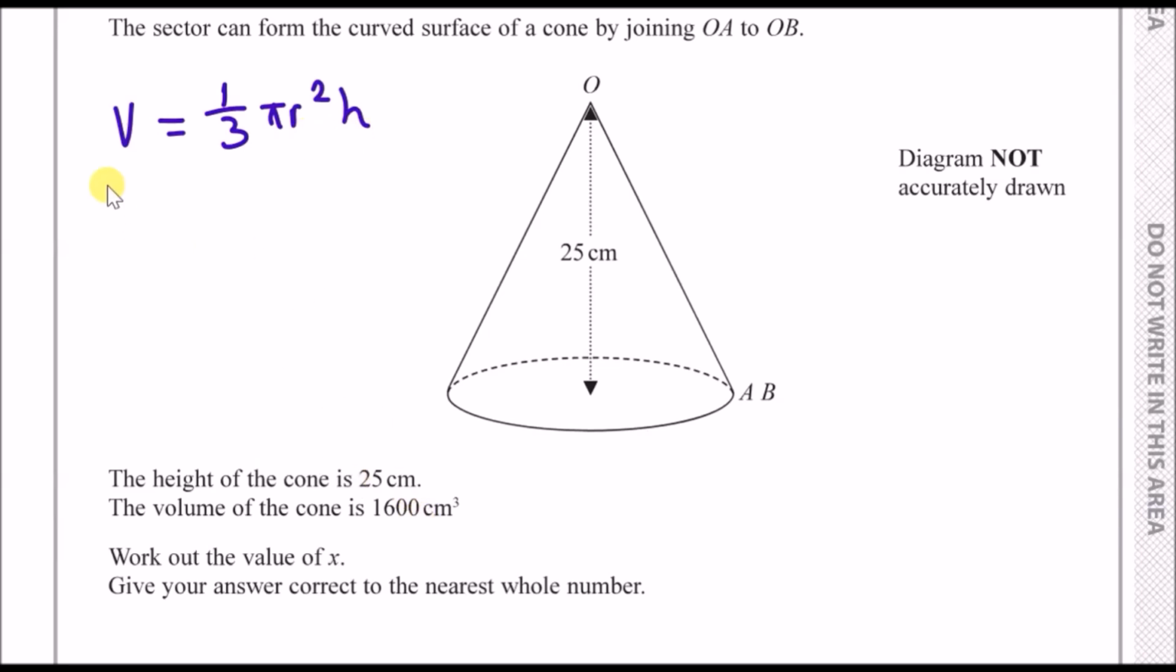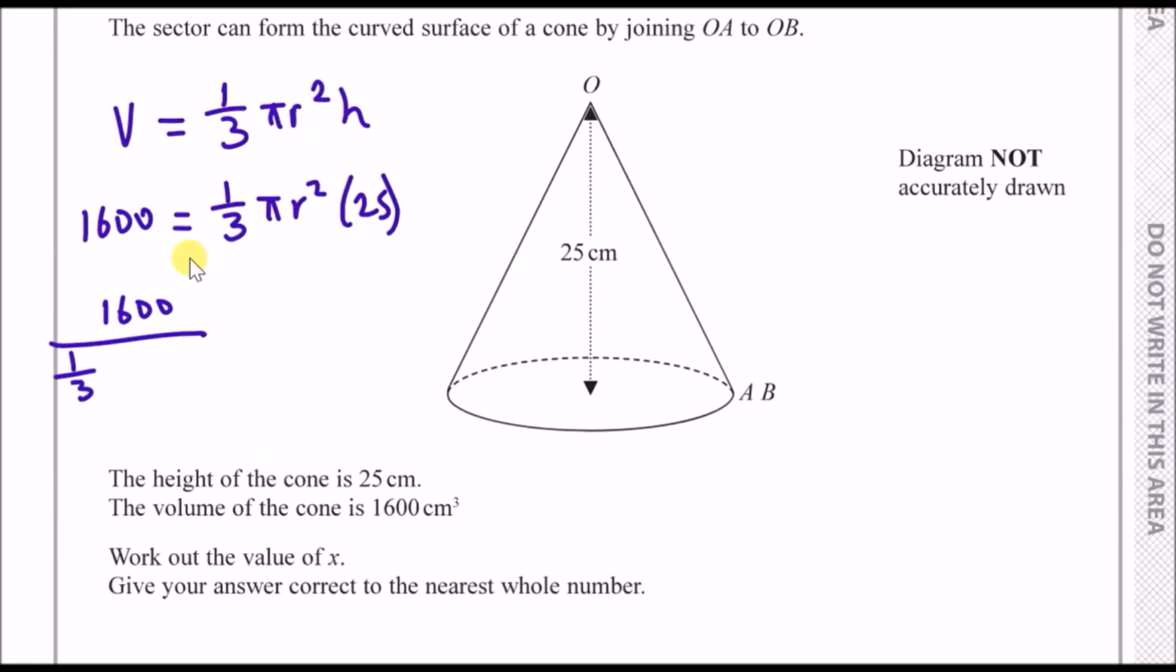What I would do is pop in all the values and try to find the radius. We have 1600 equals 1/3 pi r squared times 25. To do this fast, just move 1/3 pi 25 across by dividing. So you have 1600 over 1/3 pi times 25, and that's going to equal r squared. Because you just want to find r, you can square root your answer.